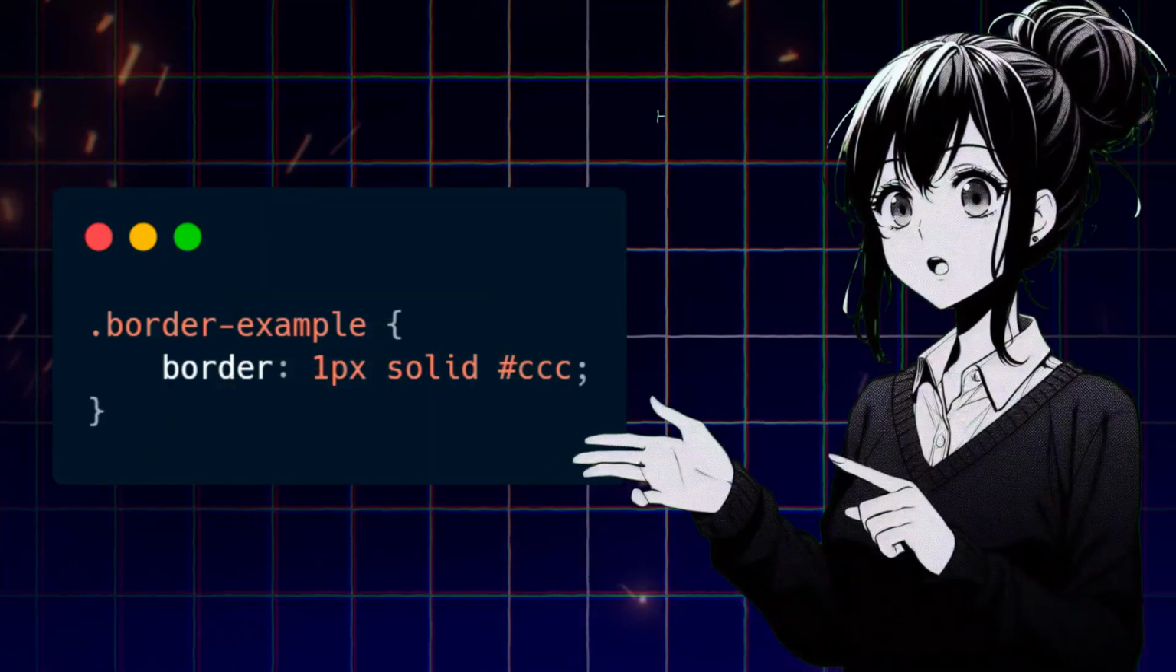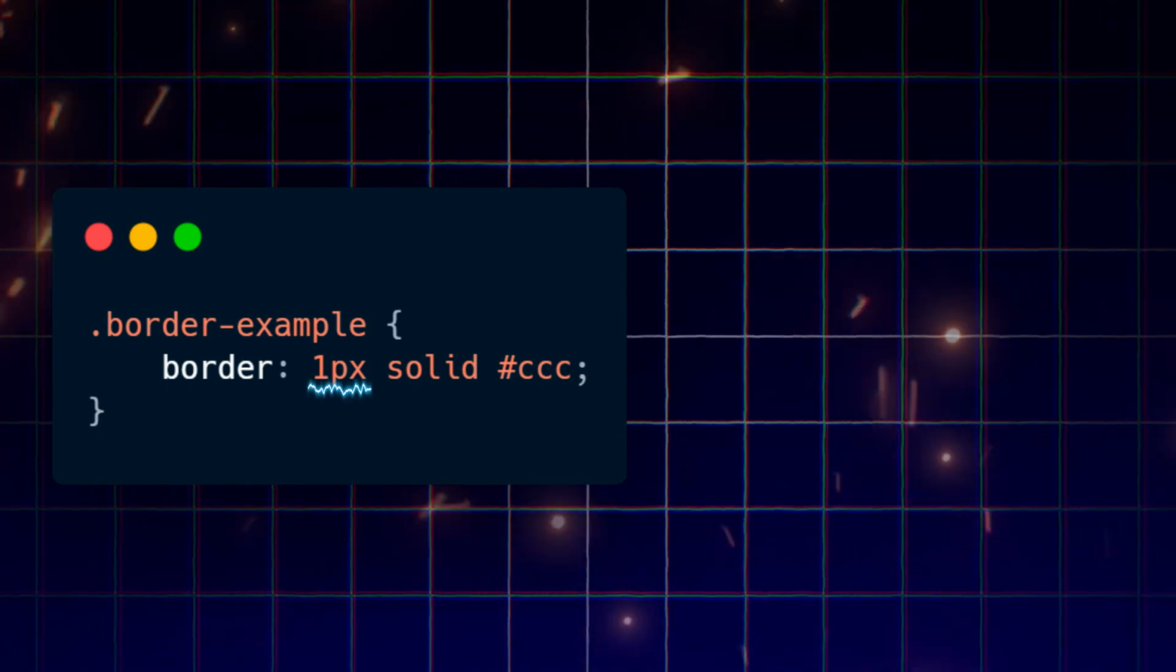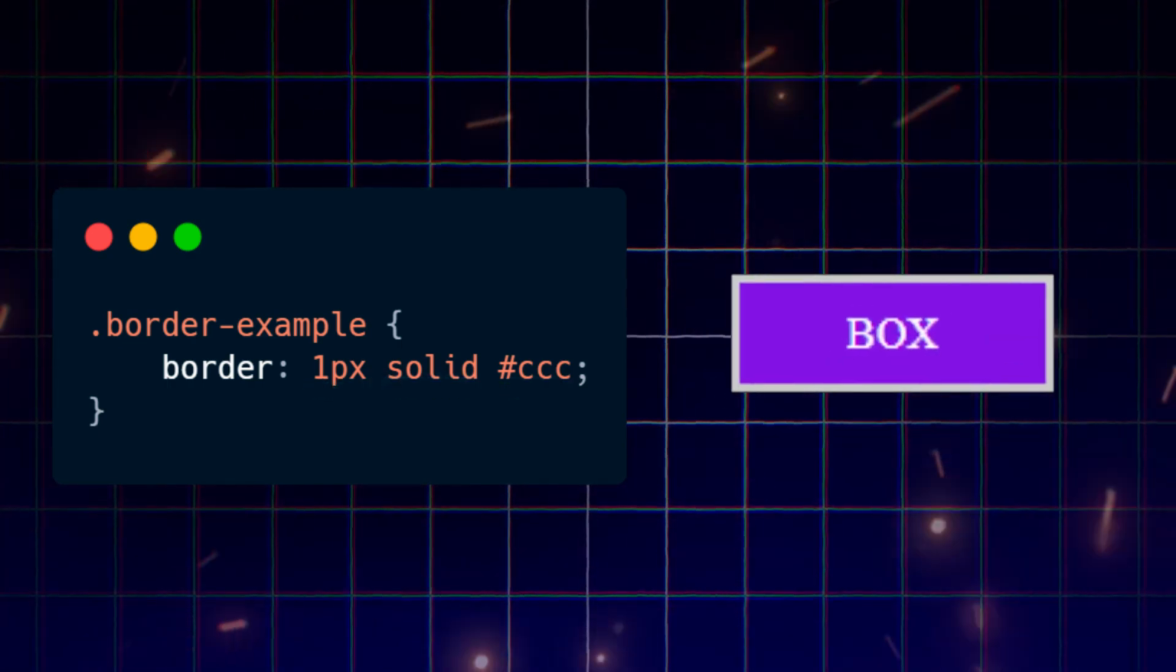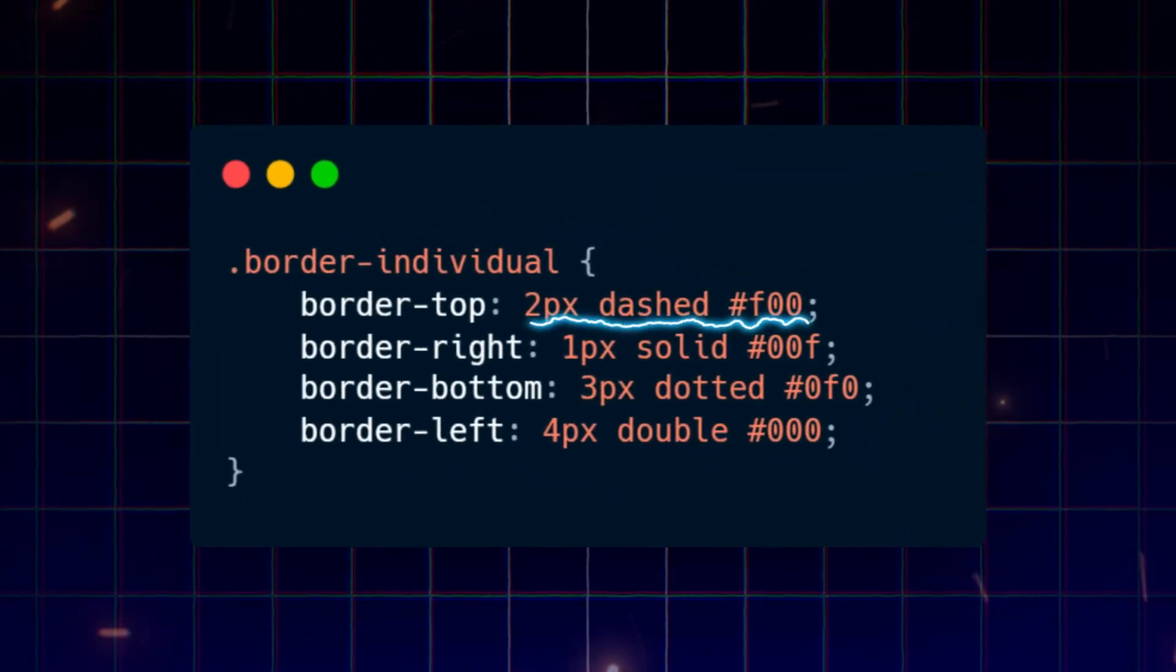The border property is a shorthand property that sets the width, style, and color of all four sides of an element's border at once. Alternatively, you can set individual properties for each side of an element's border.